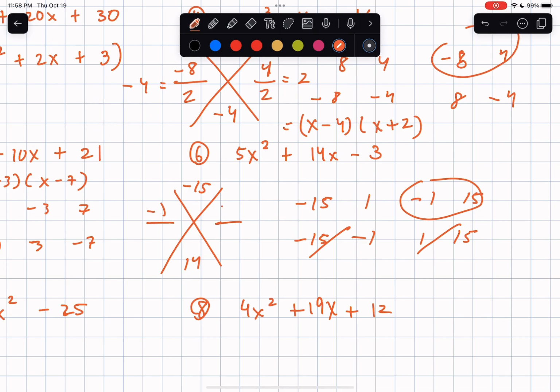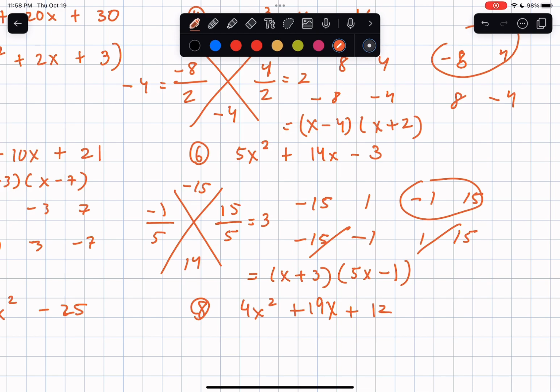So we put negative 1 here, put 15 here, divided by 5, divided by 5. So that one we keep there, and this one equals 3. So you put x plus 3, but on this side, because you have a negative 1 over 5, you're going to put bracket 5x minus 1. So that's how you would do it.